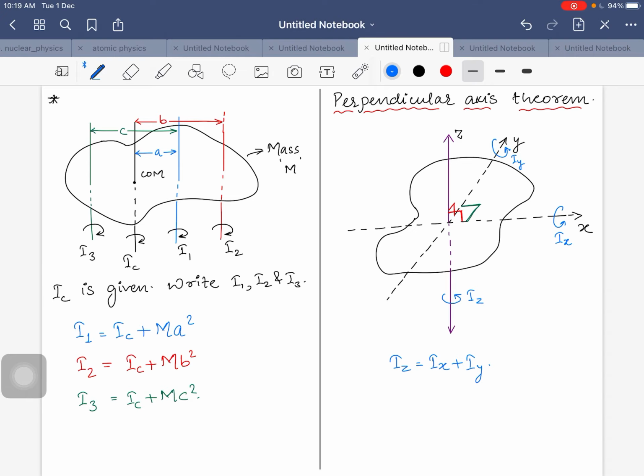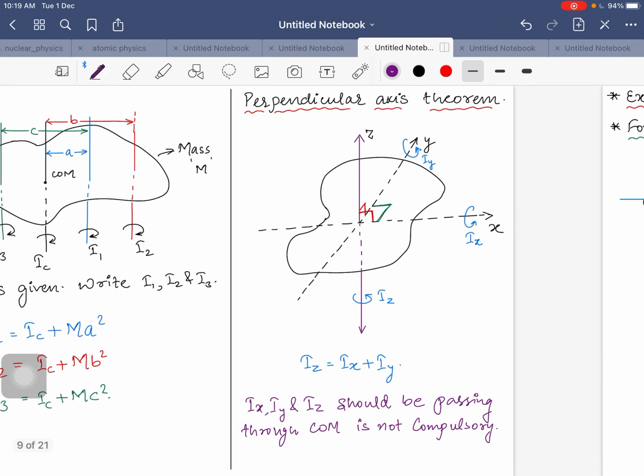And here no need to apply that. यहाँ पे Ix, Iy and Iz should be passing through center of mass, is not compulsory. There is no condition that it should pass through the center of mass. Okay. So I think it is clear.